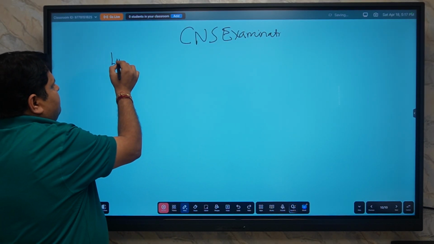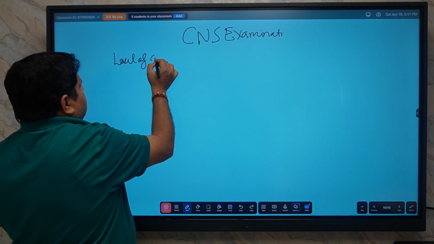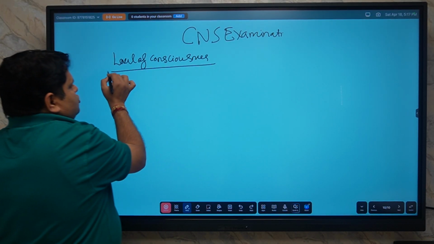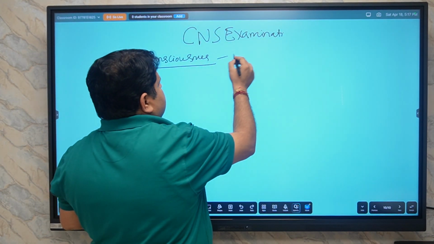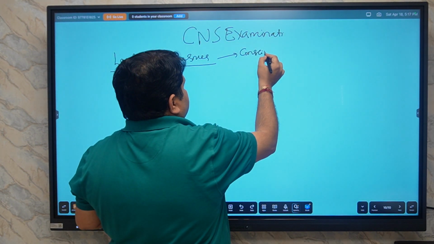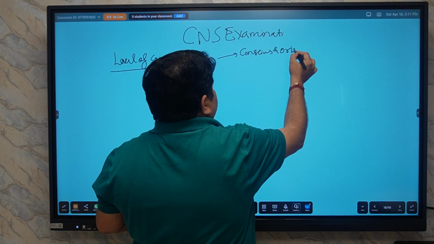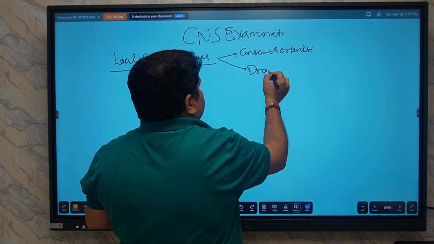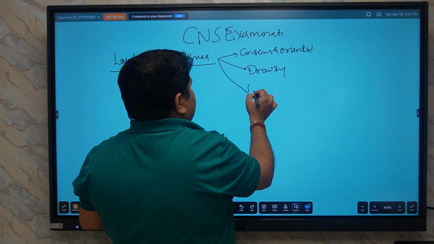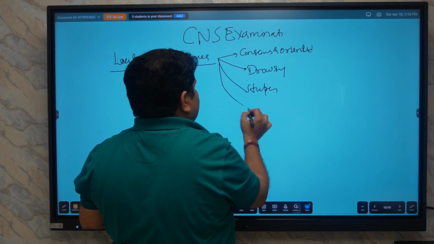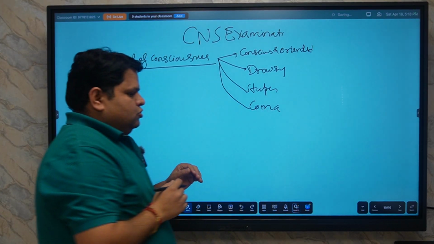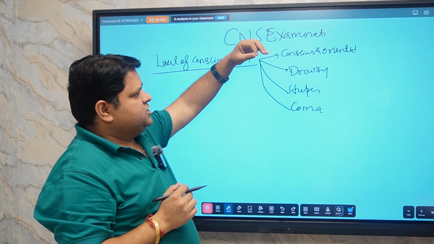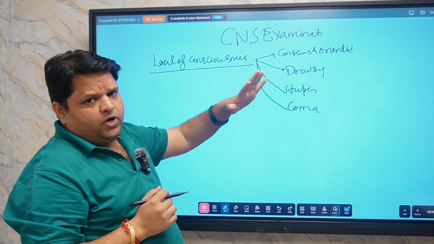first we see the level of consciousness. So for level of consciousness, we see whether the patient is conscious and oriented or not. Patient is drowsy. Patient is in stupor, or patient is comatose. So first of all we assess the level of consciousness, like whether the patient is conscious and oriented or not, whether the patient is drowsy, in stupor stage, or comatose.